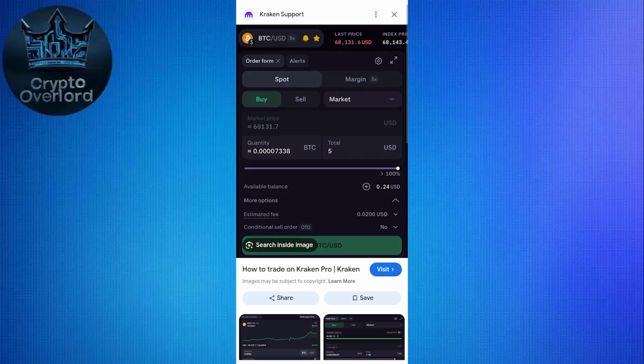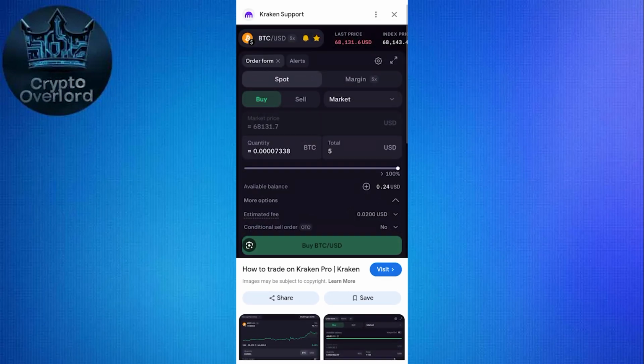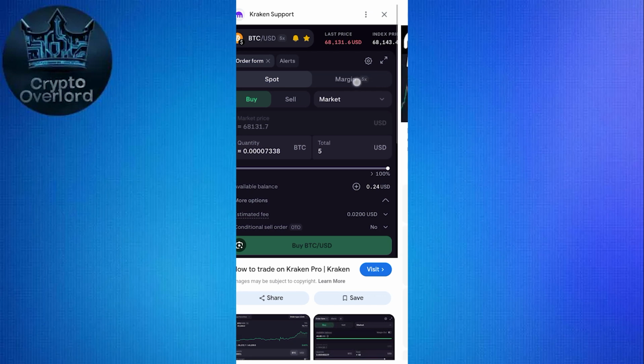Leverage trade on Kraken. Trading with leverage on Kraken Pro gives you the ability to open positions that are larger than the balance you actually have. By borrowing funds from Kraken, this can amplify both profits and losses. So it's important to understand how it works before using it.